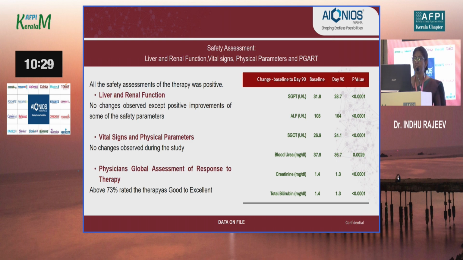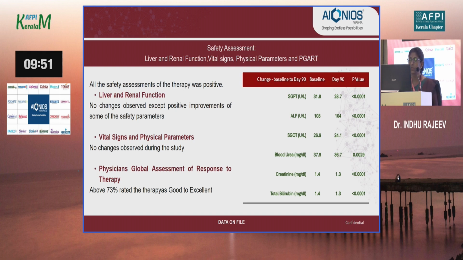Now, regarding the safety assessment, the liver, renal function, vital signs, physical parameters, and the physician's global assessment of response for therapy, that is PGART. You can see the liver and renal functions, SGPT, SGOT, ALP. From the baseline, SGPT actually came down to 28.7 from 31.8. Alkaline phosphatase also showed a significant improvement, like 108 to 104. It never went to the higher side. SGOT 26.9 to 24.9. Again, the p-values are very significant.